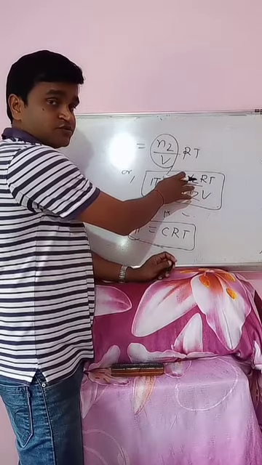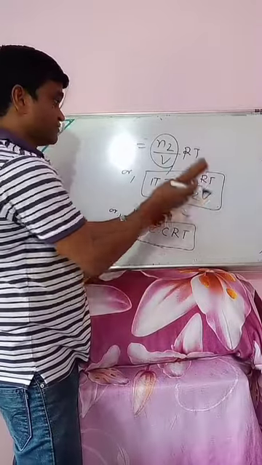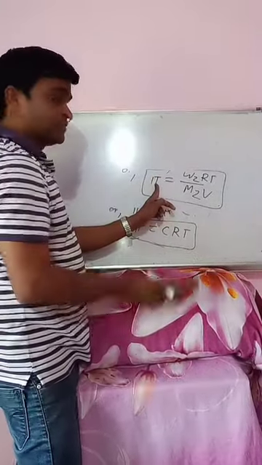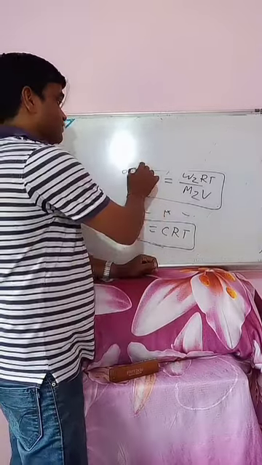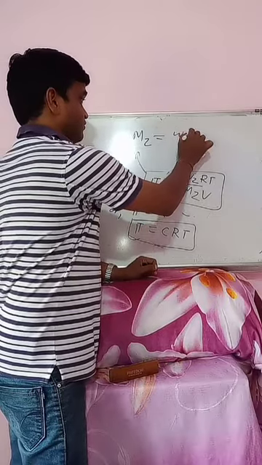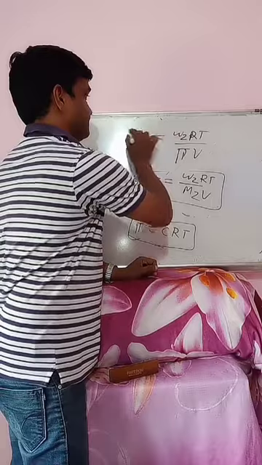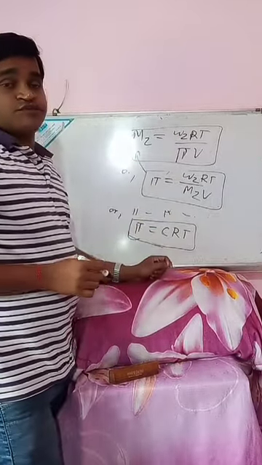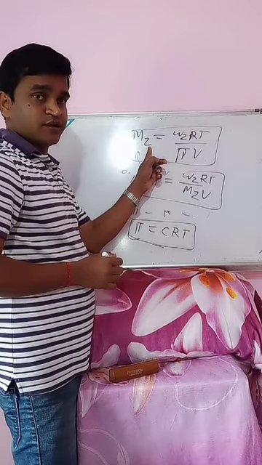W2 is the amount of solute in grams, and M2 is the molecular mass of the solute. This expression is used to calculate the osmotic pressure of the solution. From this we can calculate M2, the molecular mass of the solute, which is W2RT by piV. So the usefulness of the colligative property is to determine M2, the molecular mass of a solute.